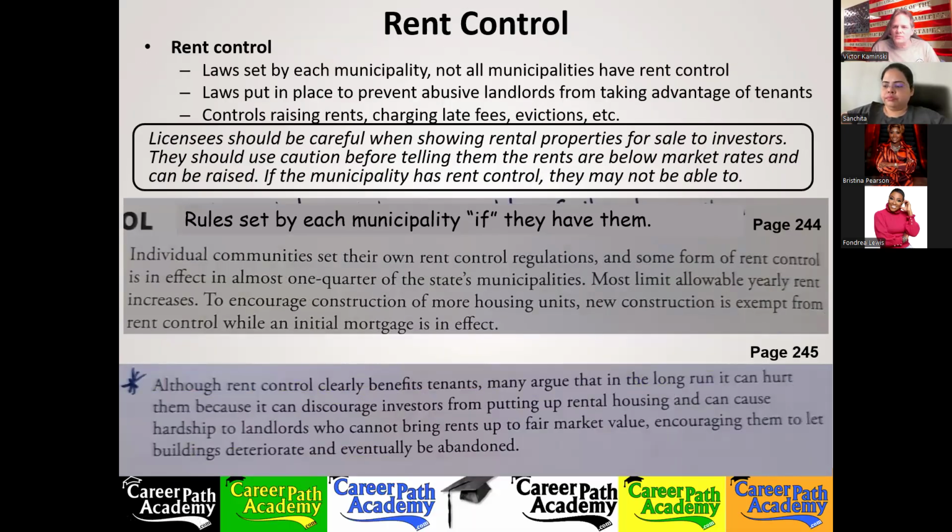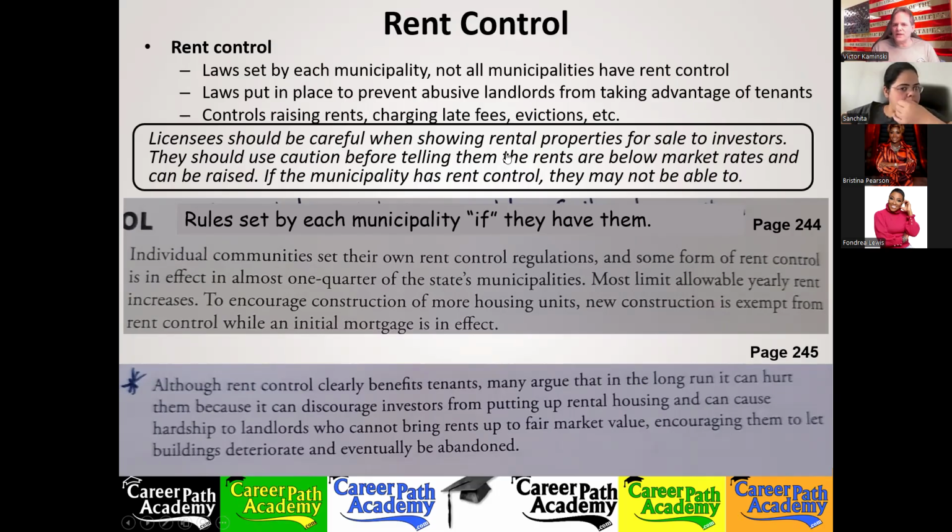Rent control. This is a double-edged sword. These are laws set by each municipality. Not all municipalities have rent control. These are laws put into place to prevent abusive landlords from taking advantage of tenants. It controls raising rents, charging late fees, evictions, etc.